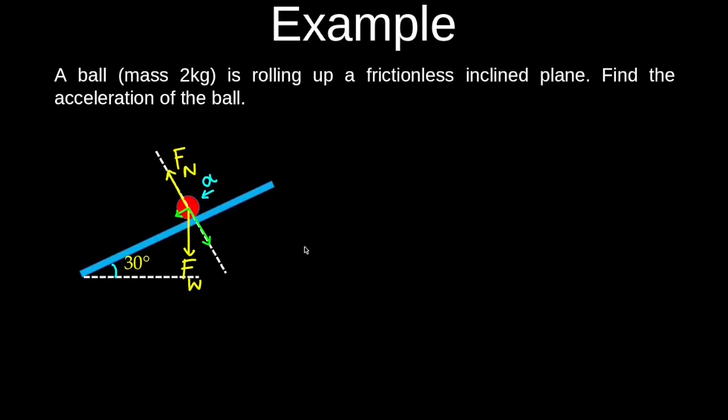So what we have is the tangential component of the force of weight is mg sine 30 degrees, and that's equal to the mass times the acceleration. And the mass of the ball cancels, and sine 30 degrees is 1/2. So we have a is equal to g over 2. And the mass is given in kilos, so we're just going to assume units of meters per second squared for the acceleration.